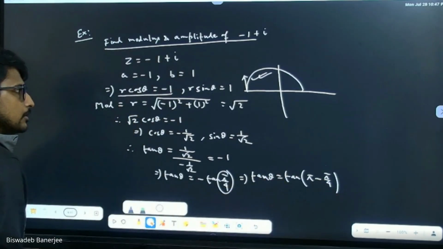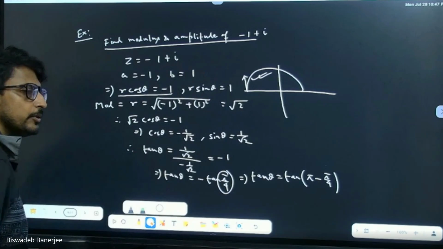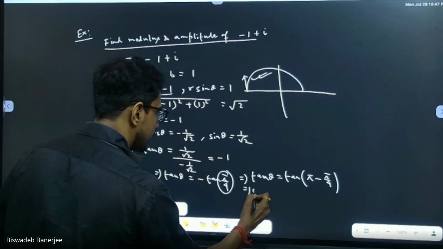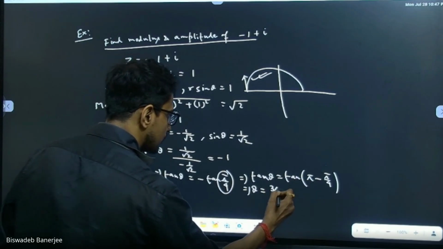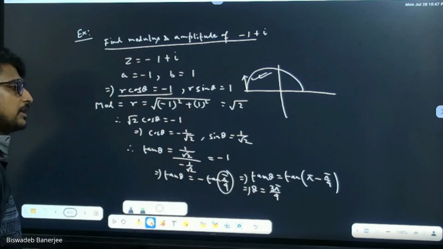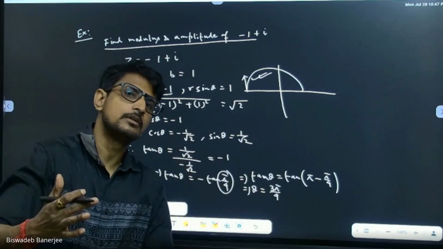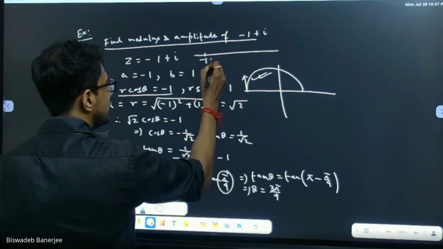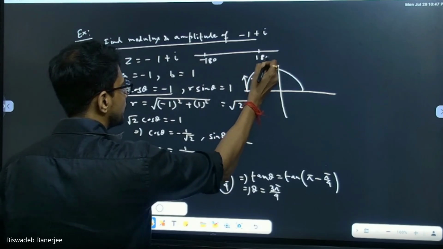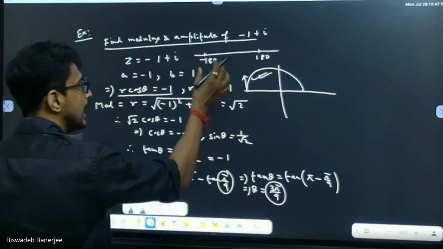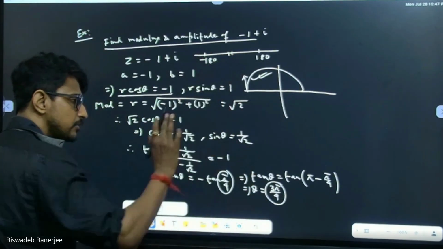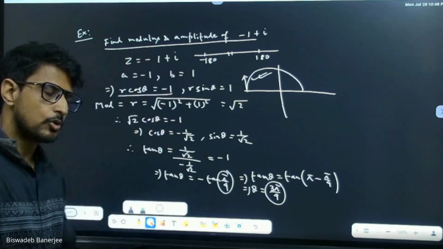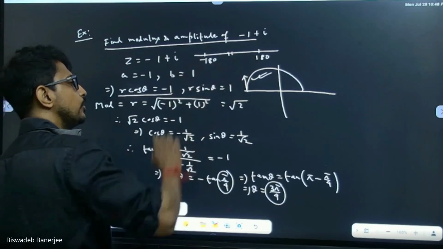Because we know pi minus pi by 4 gives you the second quadrant. And from this, my theta becomes 3 pi by 4. This is the unit value that lies between -π to +π, meaning -180 to +180. Obviously, 3 pi by 4 lies between this. That means this is my principal amplitude. This is a shortcut technique. 3 pi by 4 definitely lies between this.